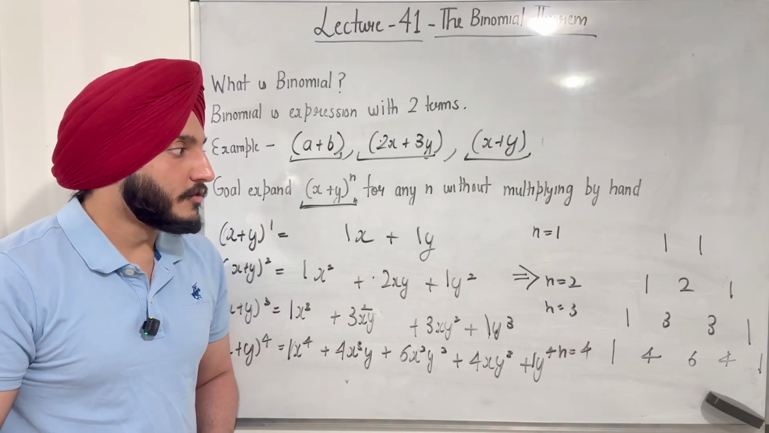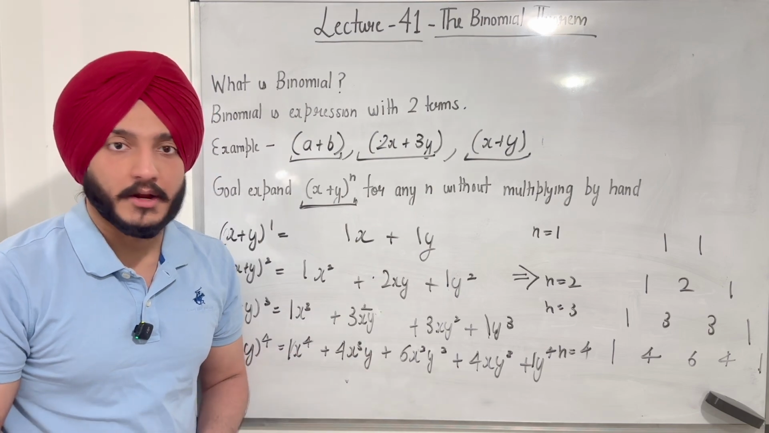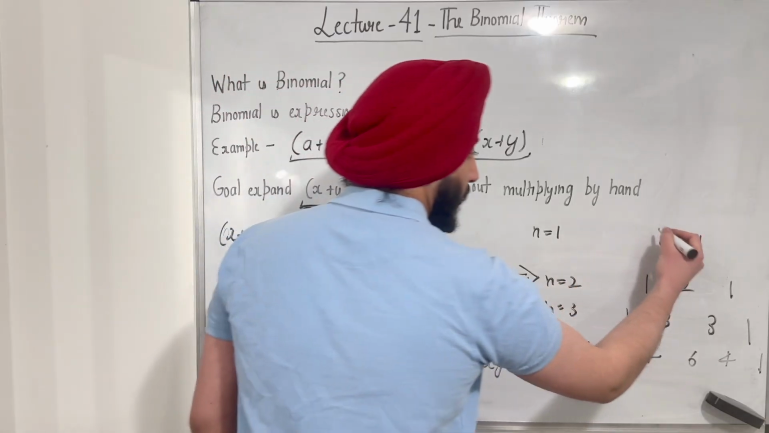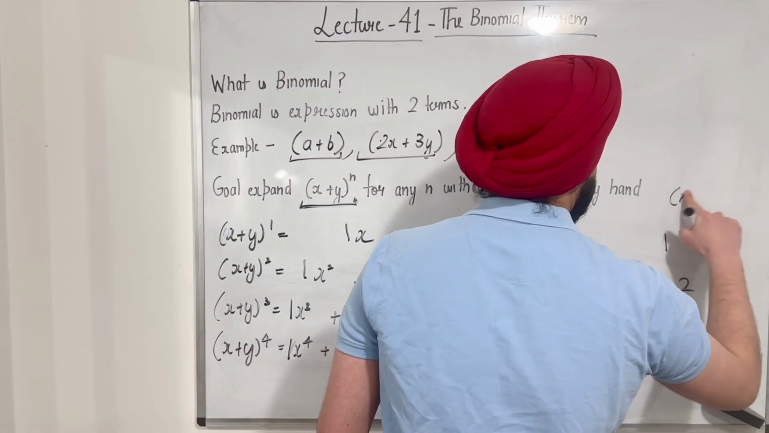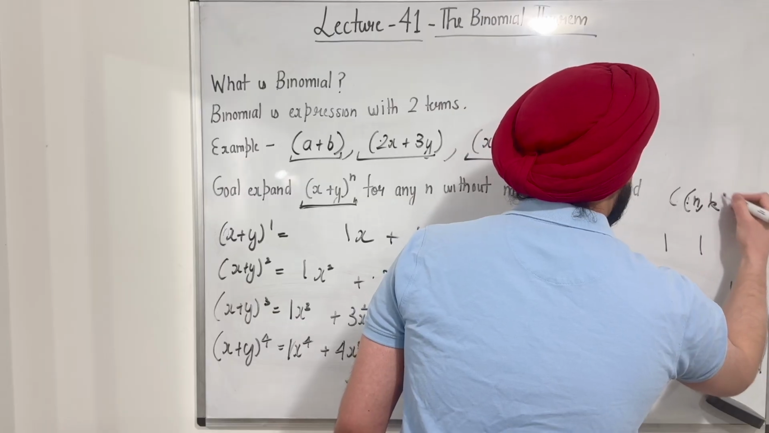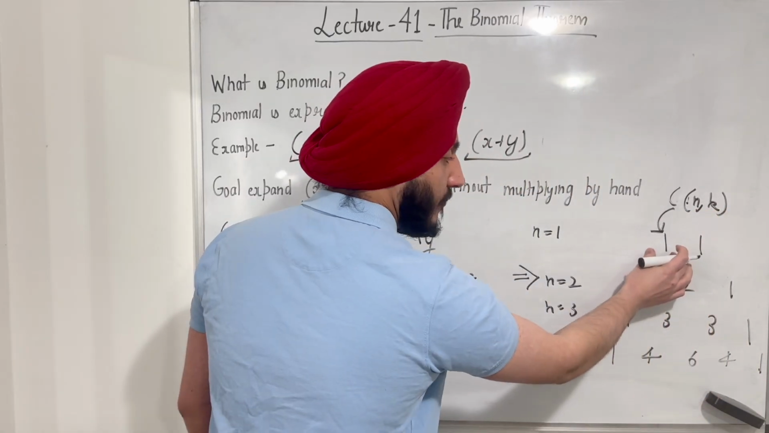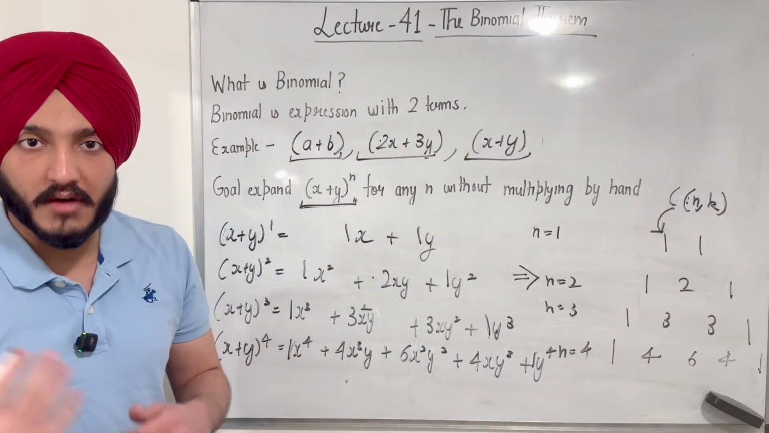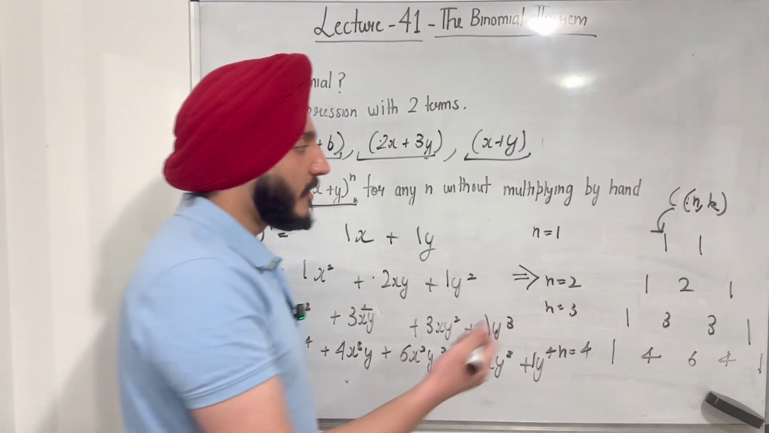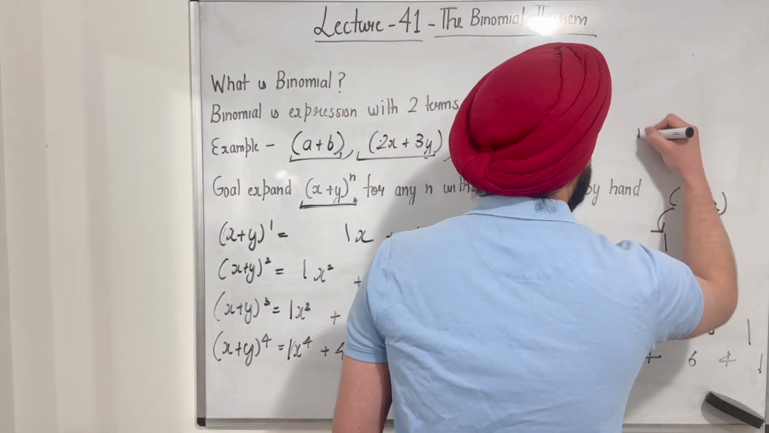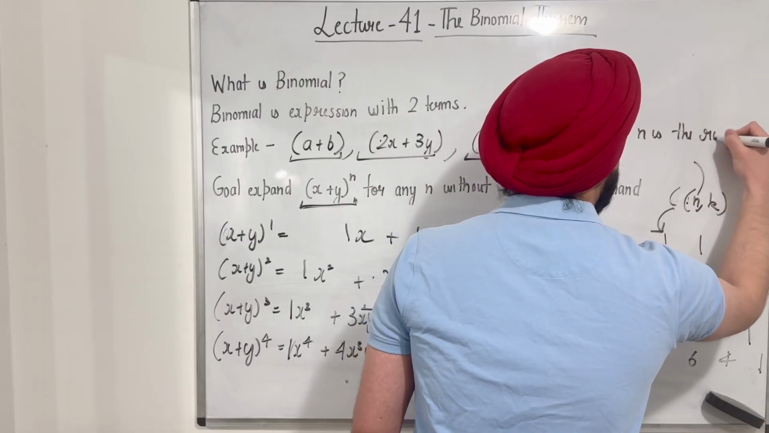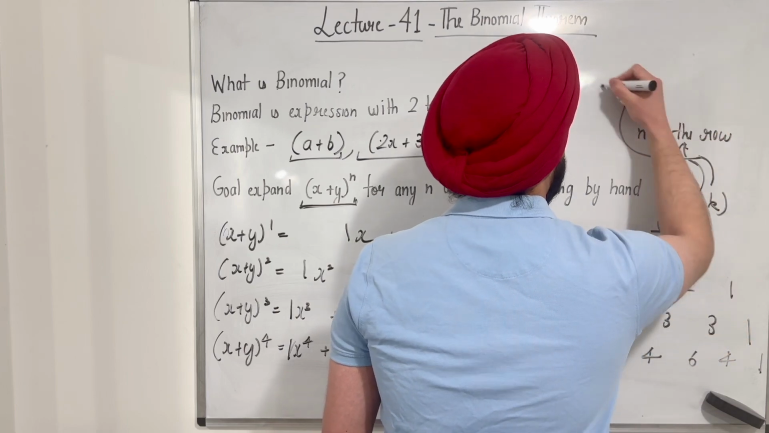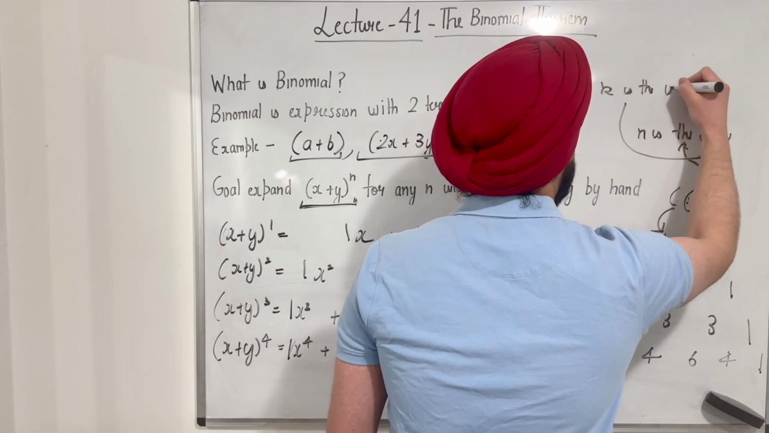Now let me tell you what's actually happening. For any value of n, I'll just directly give the formula for now. Any coefficient in this formula is simply C(n, k). It's just the combination formula that we covered in the last lectures. And what's the value of n? In our case, n is the row, and k is the index.